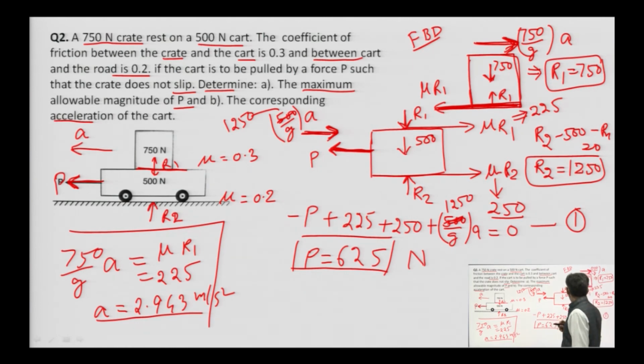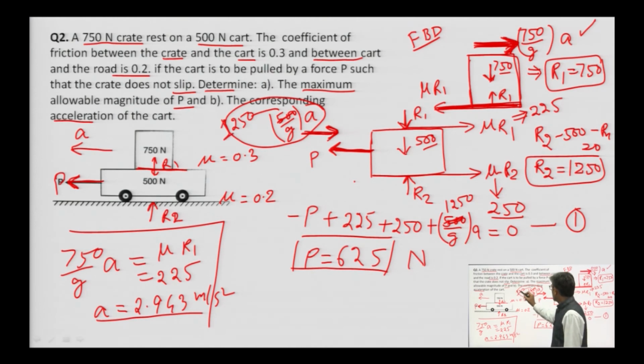Equilibrium condition will be applied with the help of the inertia force, because this is moving, and with the help of inertia force it will be in dynamic equilibrium. The first block will be in equilibrium with this inertia force, and the second one with this inertia force. The mass will be 750 plus 500, which means 1250, so 1250 divided by g. So, this is the procedure.